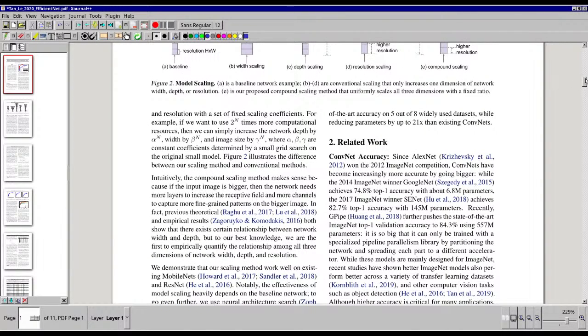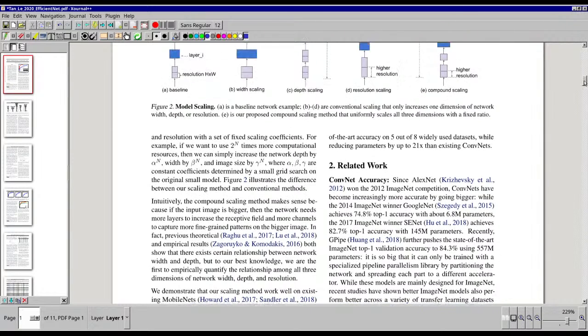For example, if you want to use 2 to the n times more computational resources, then we can simply increase the network depth by alpha to the n, width by beta to the n, and image size by gamma to the n, where alpha, beta, gamma are constant coefficients determined by a small grid search on the original small model. Figure 2 illustrates the difference between our scaling method and conventional methods.